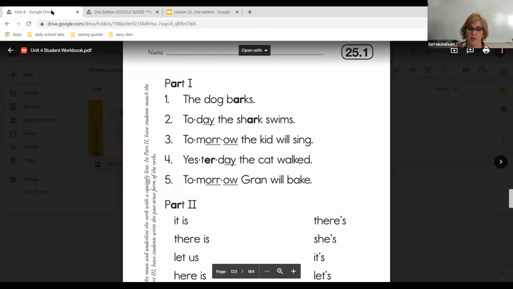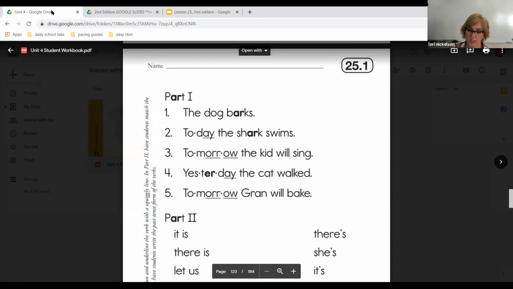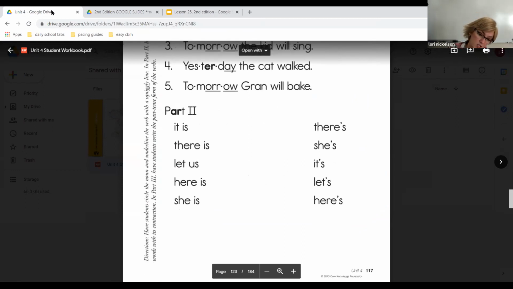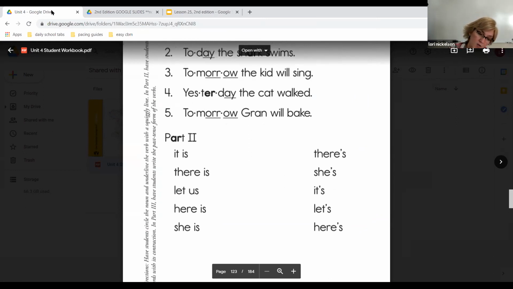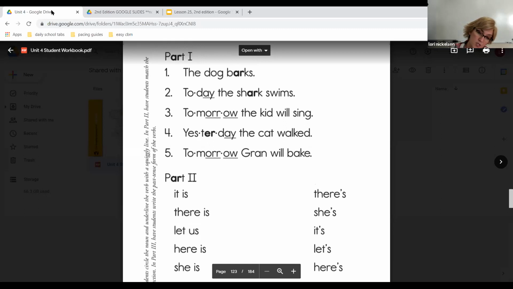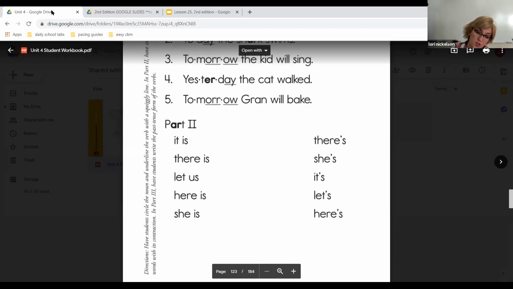All right, so I want you to listen carefully because of the instructions on the side of the paper. It says, directions: have students circle the noun and underline the verb with a squiggly line. That's for part 1. So look at number 1, the dog barks. What's the noun you're going to circle? Dog. What's the verb? Barks. Great job.